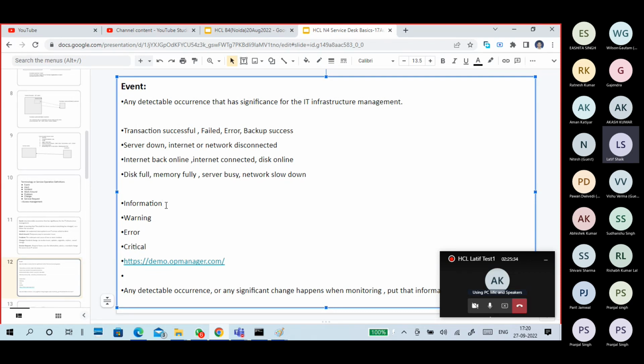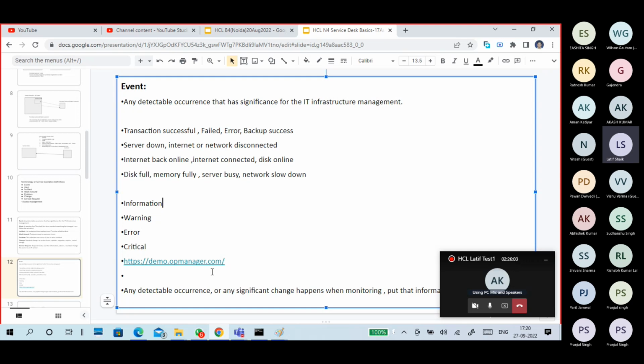Errors are like a disk failure, disconnected, not working. Backup failures, so fail kind of stuff, not working. Authentication failures, unable to log in, not opening. These all come under errors only.